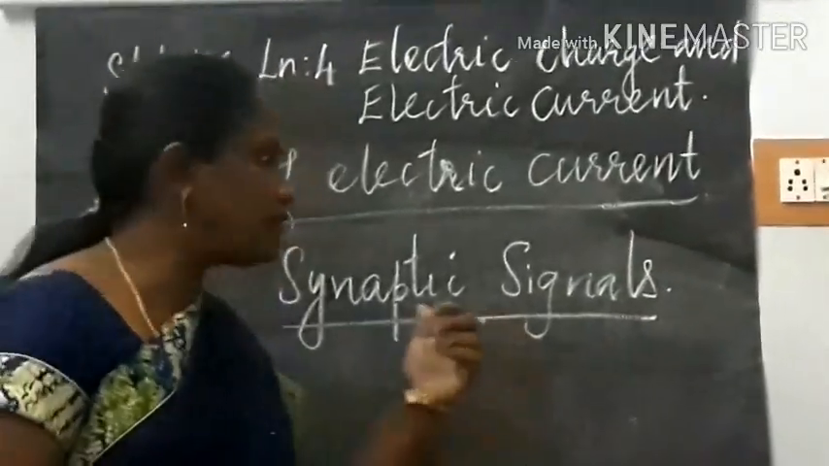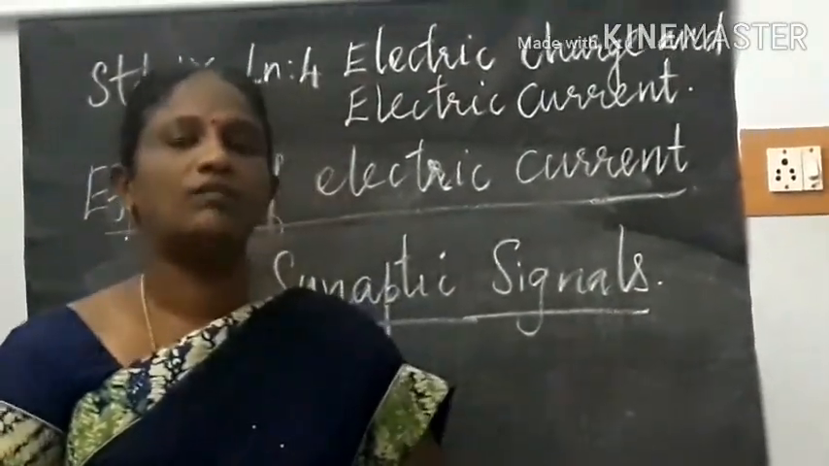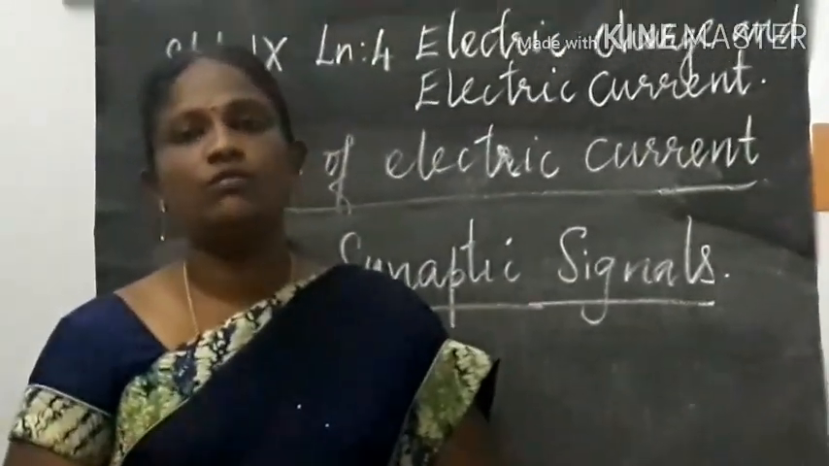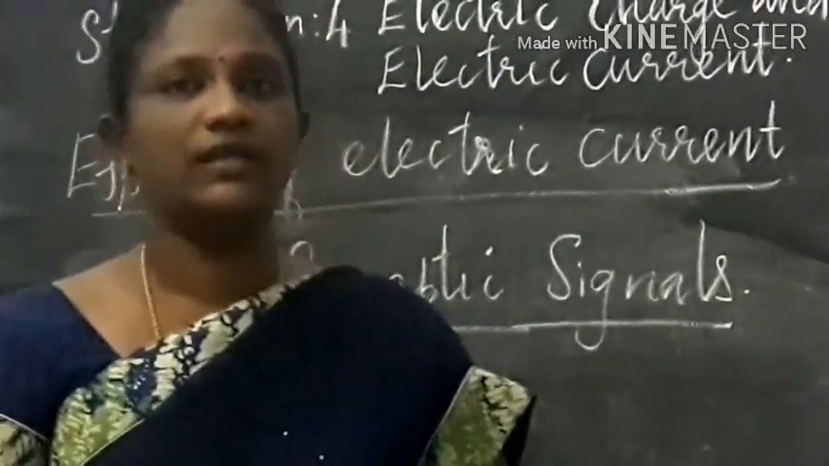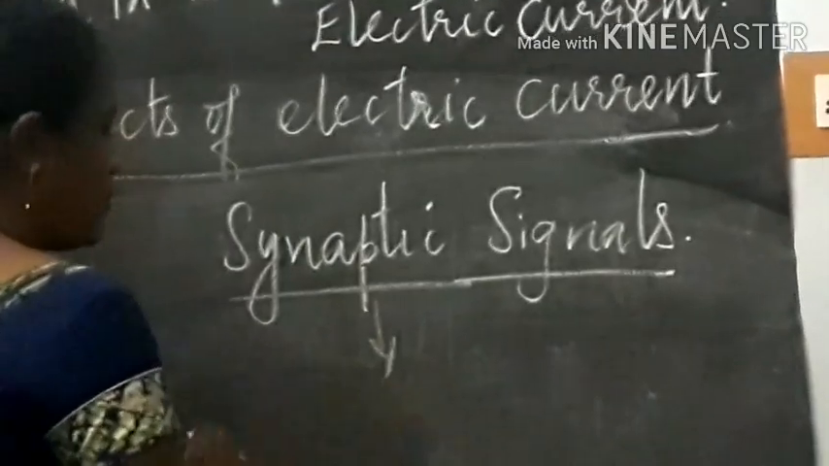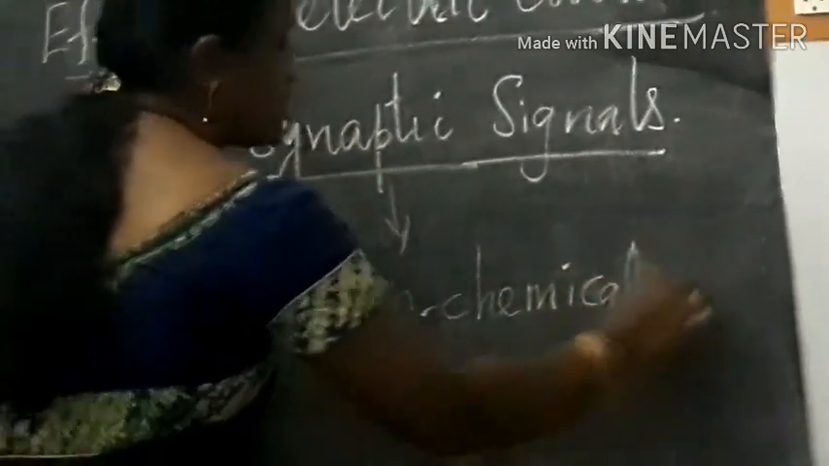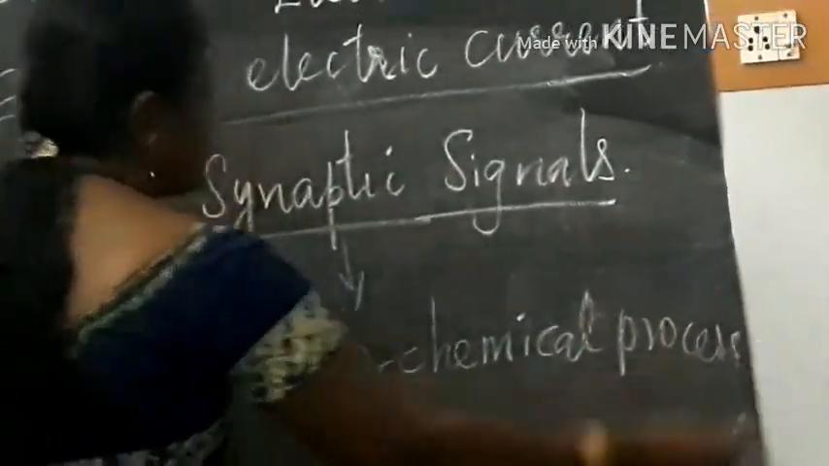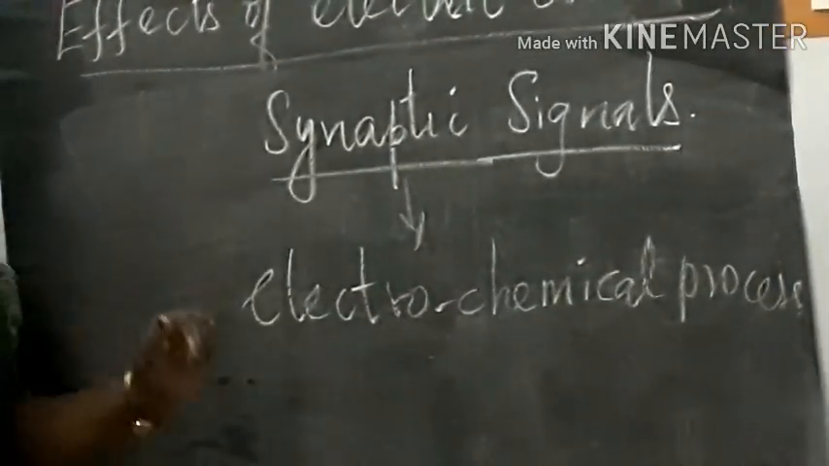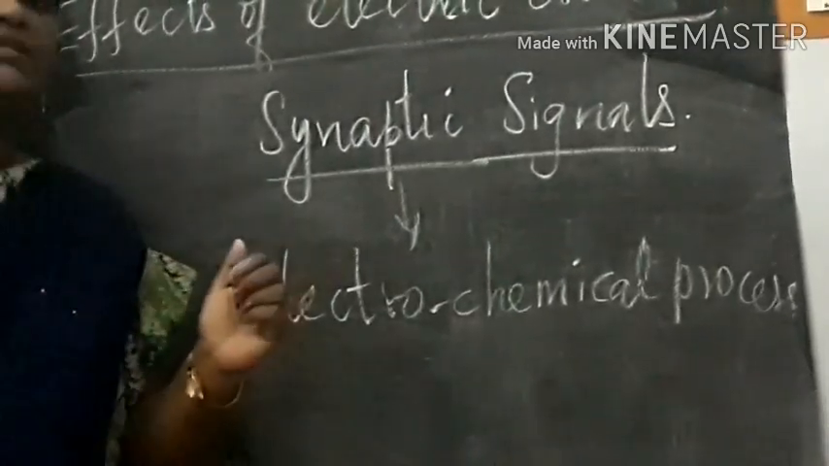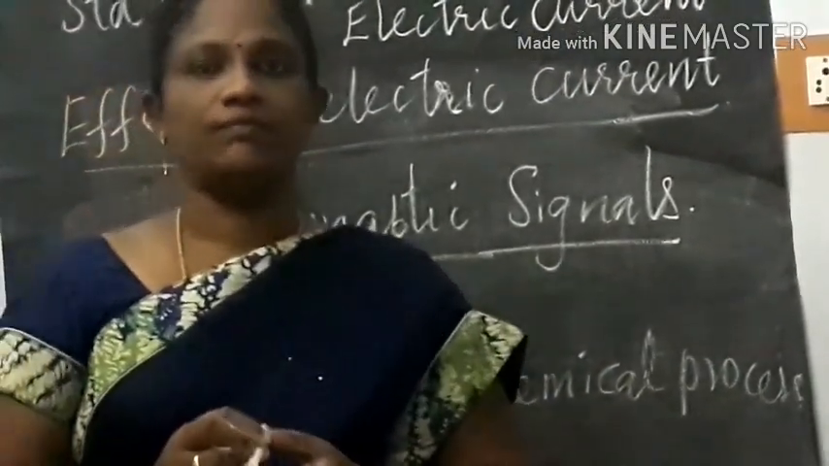Now let us learn synaptic signals. So what are synaptic signals? Extremely weak electric signals are produced in our human body due to the movement of charged particles, and these signals are called synaptic signals, by means of an electrochemical process. These synaptic signals travel from our brain to the other organs by means of the nervous system.